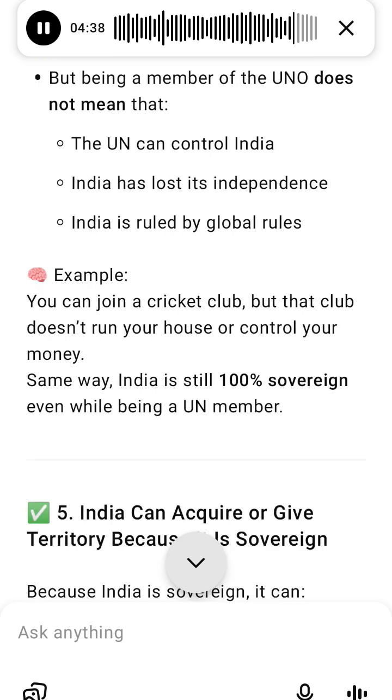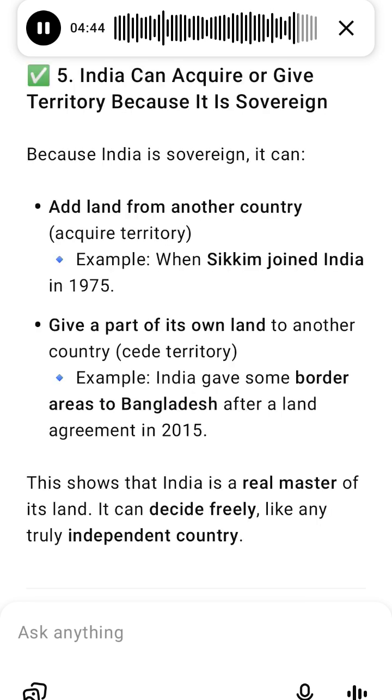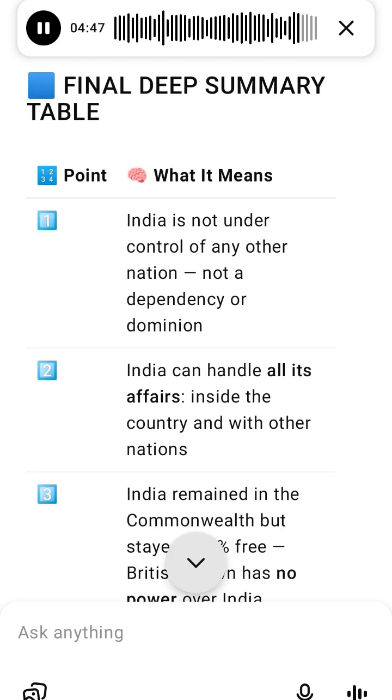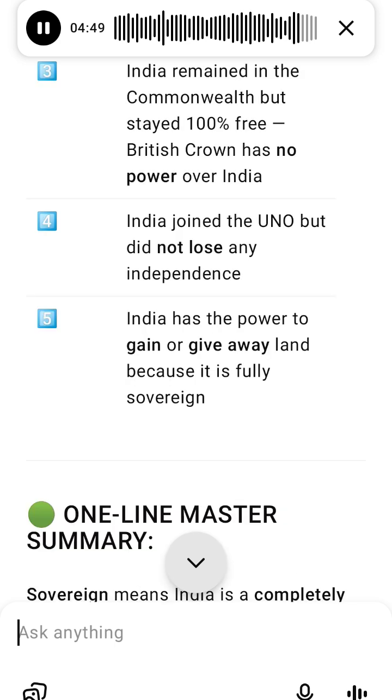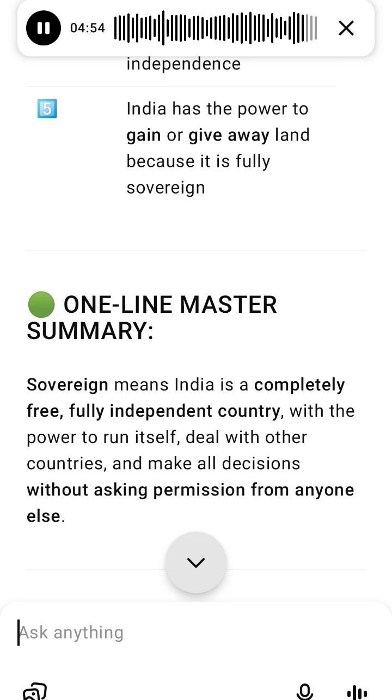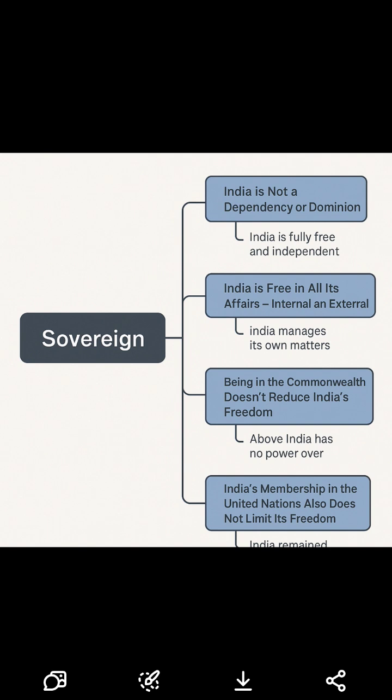4. India's membership in the United Nations also does not limit its freedom. India is a member of the United Nations, UNO, a global organization where countries discuss world peace, help in disasters, protect human rights, and work together on climate change, health, education. But being a member of the UNO does not mean that the UN can control India, that India has lost its independence, or that India is ruled by global rules. Example: you can join a cricket club, but that club doesn't run your house or control your money. Same way, India is still 100% sovereign even while being a UN member.